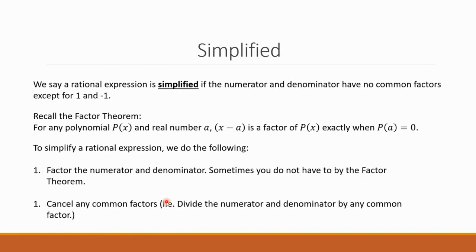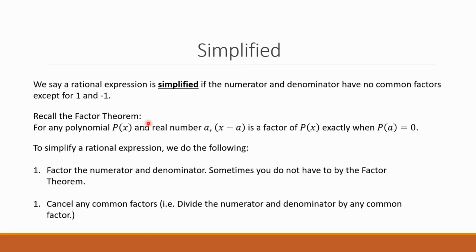Okay. Now, with fractions, as you already know, you could actually write them in lowest terms. Well, you could do the same thing with rational expressions. Namely, we simplify them. So a rational expression is said to be simplified if the numerator and denominator have no common factors except 1 and -1. I mean, 1 and -1 are always going to be common factors. You can't get around that. So we say it's simplified if those are the only two.